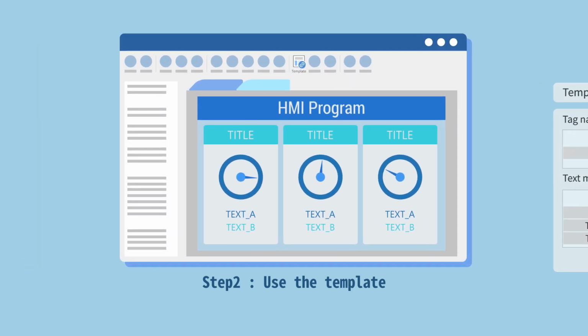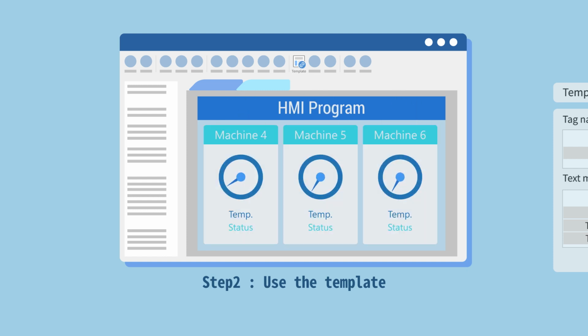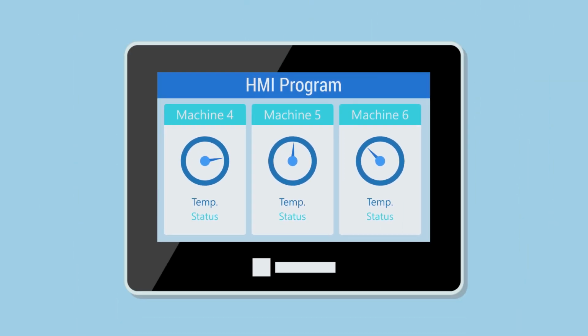Voila! This page is almost done. For the rest of the project, simply repeat the process. And by following this pattern, you can quickly configure numerous HMI pages.